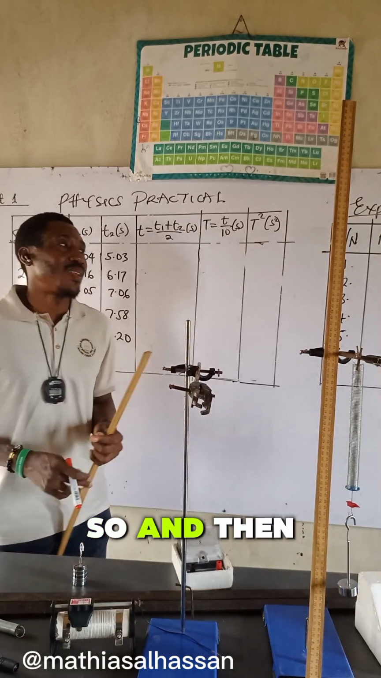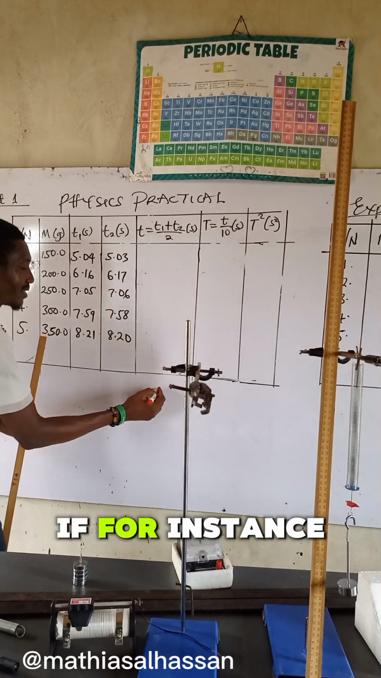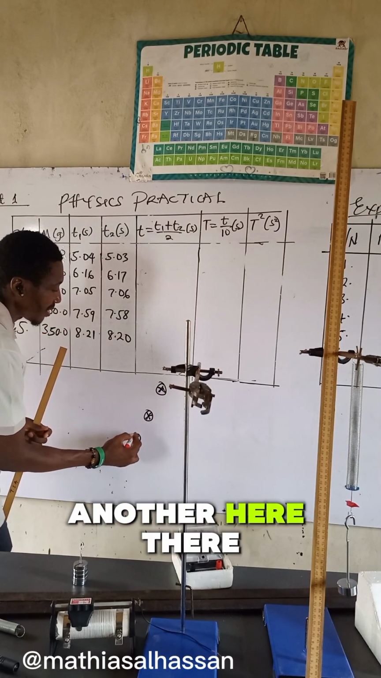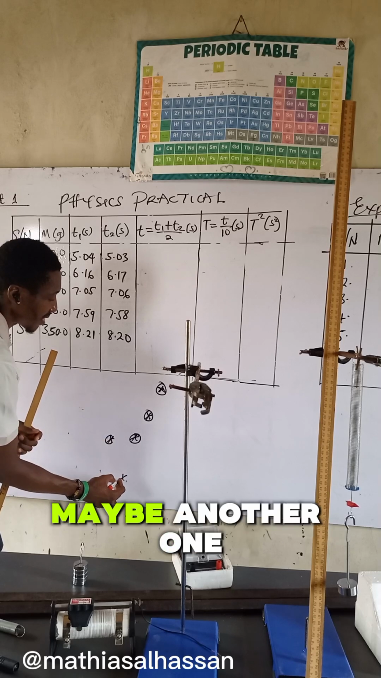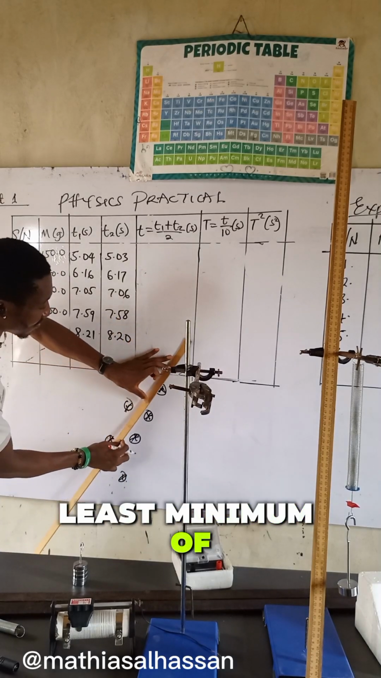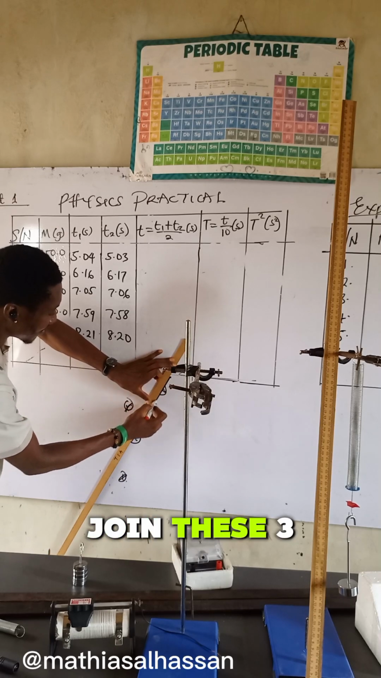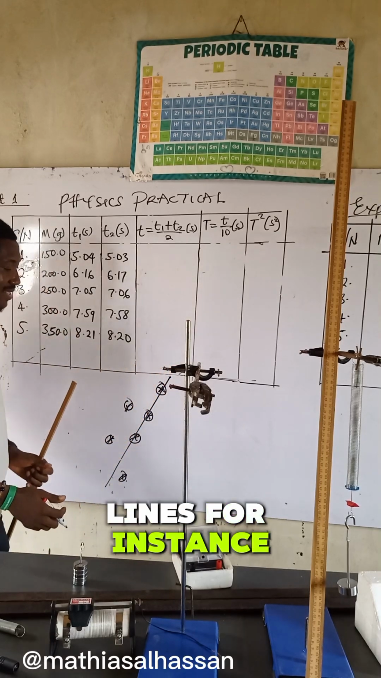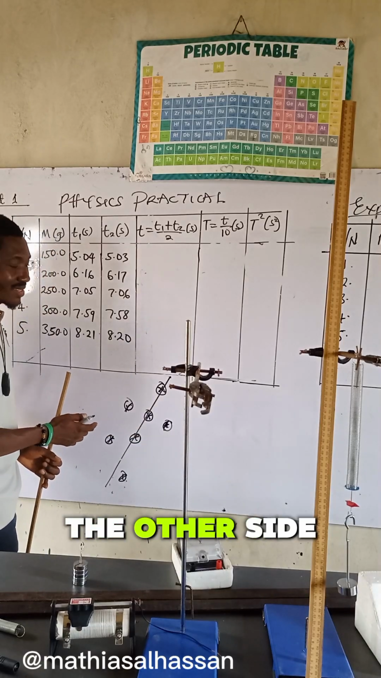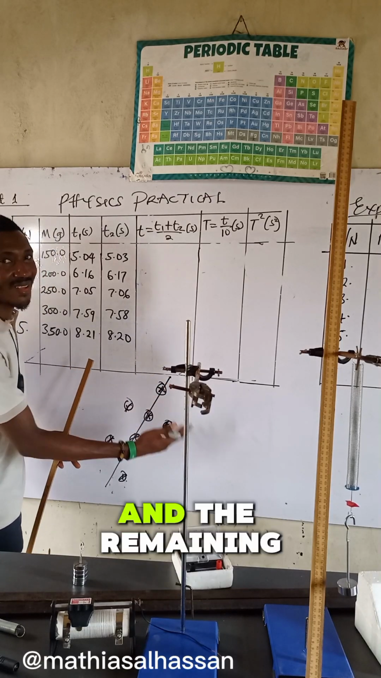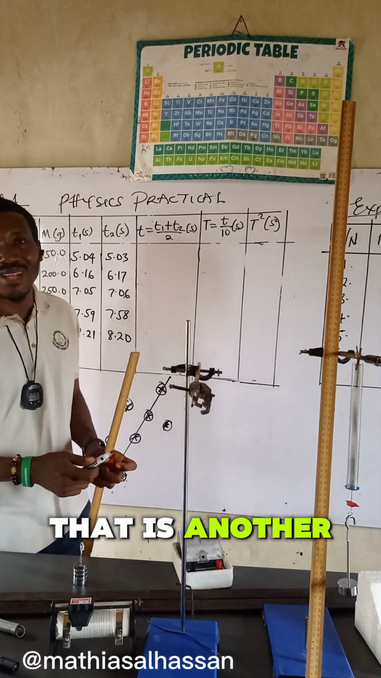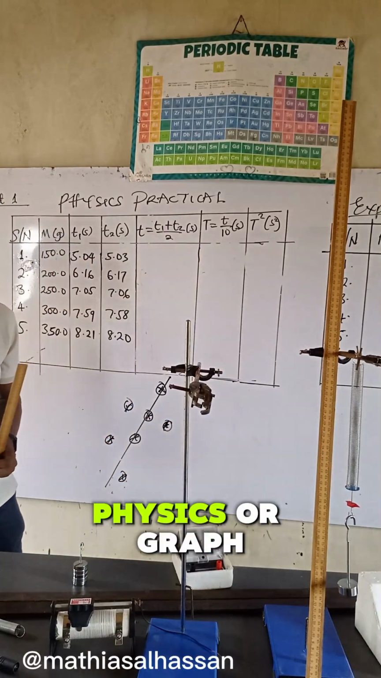When you plot your points, if for instance you have a point here, another here, another here, maybe another one here, your goal is to join a minimum of three points. If we join these three, there should be at least one on one side and one on the other side. You don't join any three and the remaining ones are all on one side. That is another standard you must maintain in your physics graph.